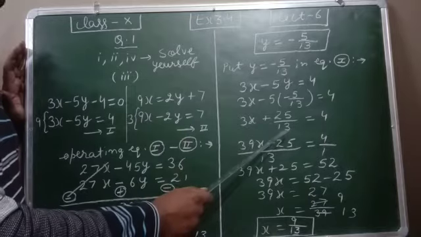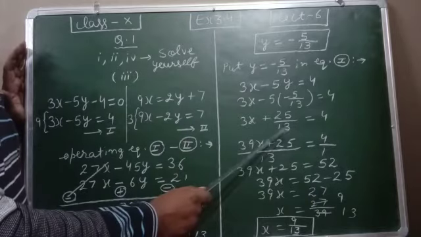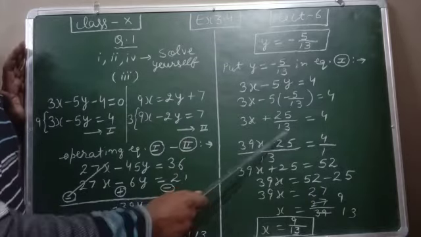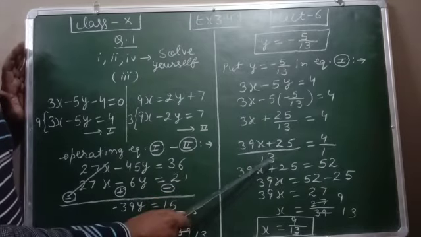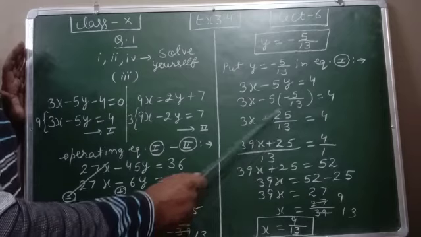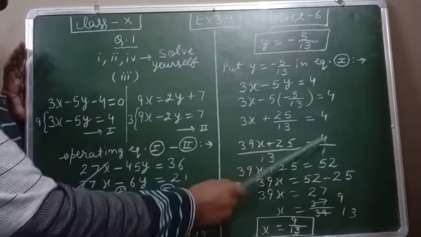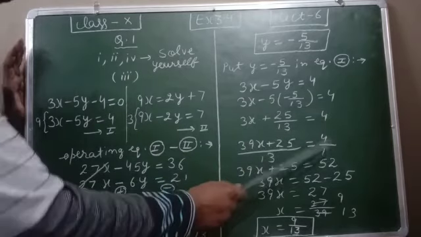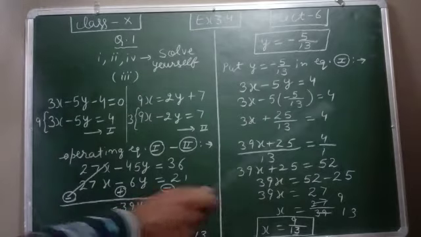Now we can't cross multiply. From this step, first we have to take the LCM. So the LCM is 13: 13 into 3, 39x, 13 divided by 13, 1 into 25, 25. This we can write as 4 upon 1. We will write 4 upon 1 only to cross multiply it.